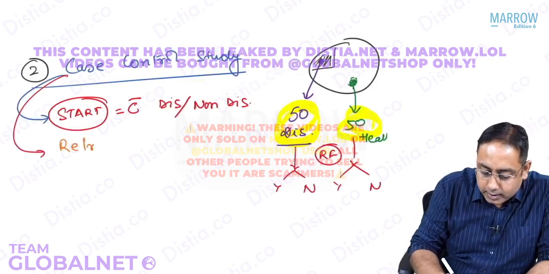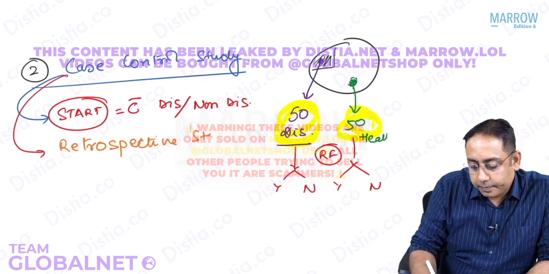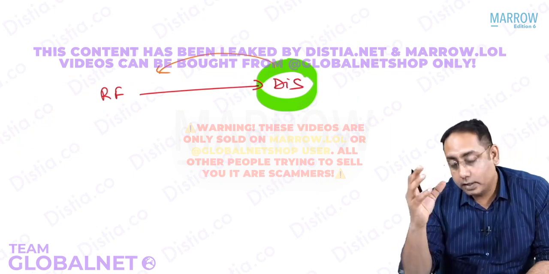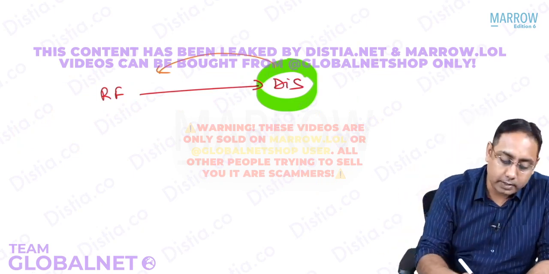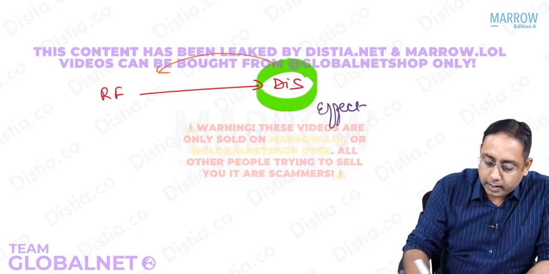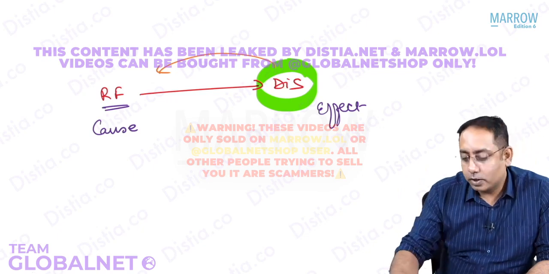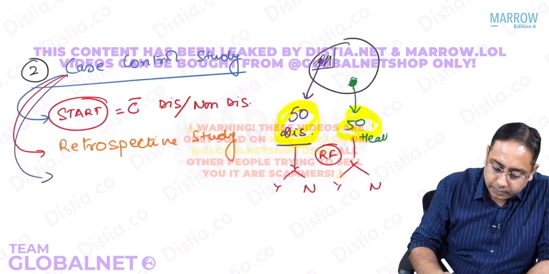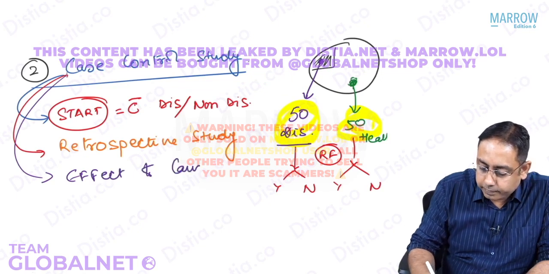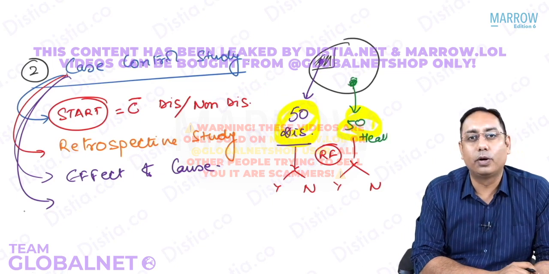This is also called a retrospective study. It goes from the disease to the risk factor. The disease is the outcome or the effect, and the risk factor is the cause. So is it from effect to cause or cause to effect? It is from effect to cause.